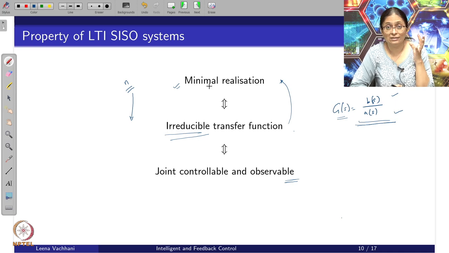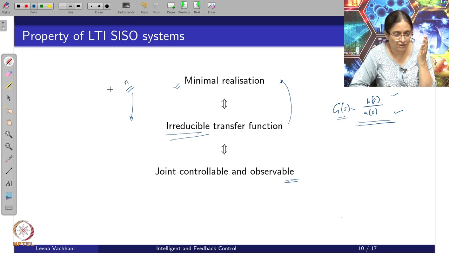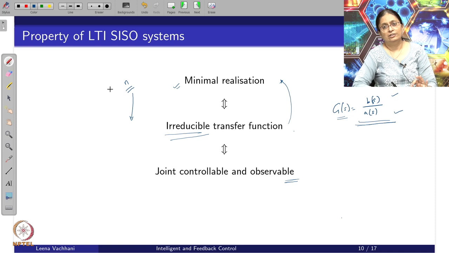We are talking about large scale systems, where my system state is of the order of 100, 10,000 and so on. If my characteristic equation has the degree of 1000, I am looking for pole zero cancellations and what not. The best way is to follow the properties here in order to get an irreducible transfer function. When we get the minimal realization, we are very certain that it is an irreducible transfer function, and now I will be able to design its controller or the observers and so on, because the irreducible transfer function is certainly jointly controllable as well as observable.